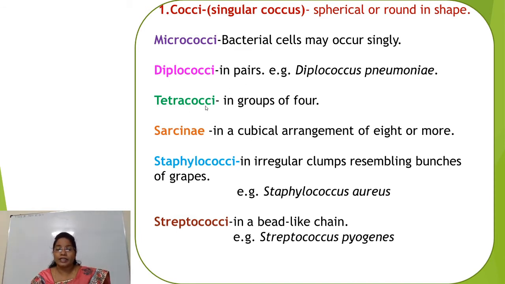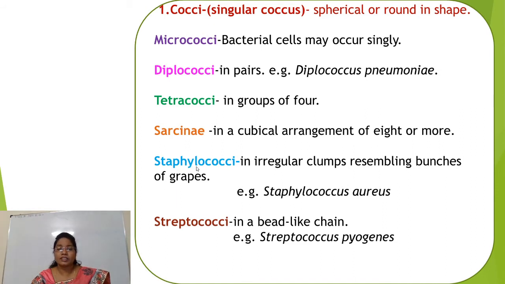Next is the tetracocci. Tetra means 4. So whenever cocci are present in groups of 4, they are called tetracocci. Then sarcinae. When cocci are present in a cubical arrangement of 8 or more, then it is called Sarcina, cubical arrangement.